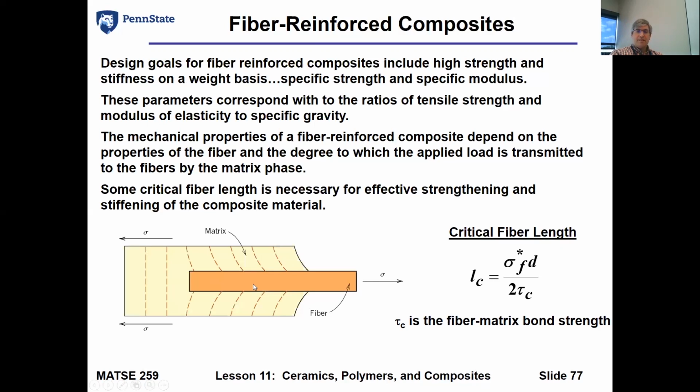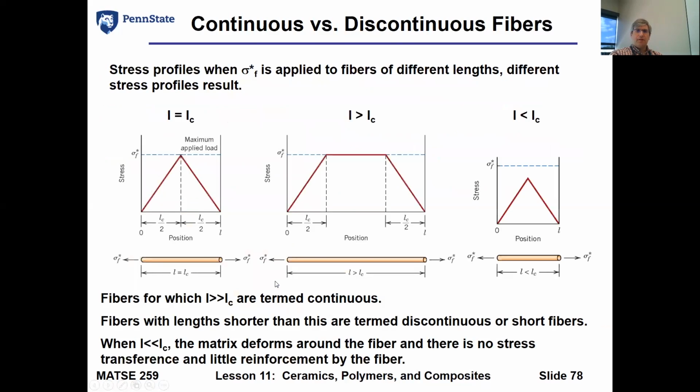Now, one thing that goes into that, that's sort of that second thing to really think about, is how well the matrix and that fiber are bonded together. Because if they have a poor bond between the matrix and the fiber, what can really happen is that the fiber will literally pull out of the matrix without giving you any strengthening. And that's something you do want to avoid in fiber reinforced composites.